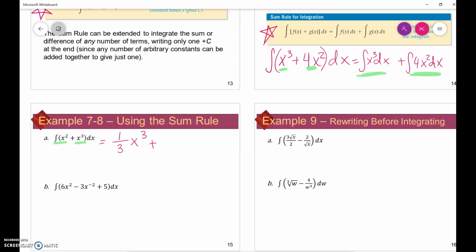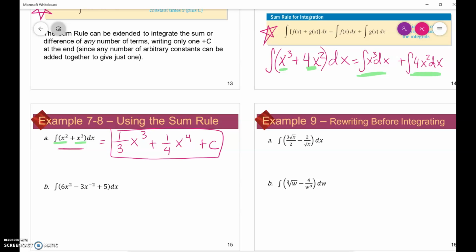Well, 3 plus 1 is 4, so I have 1 over 4 x to the fourth. And then tack your plus c on to the very end. At this step, you would simplify any fractions that you can. Here we can't, so there's the answer. So it doesn't matter how many things are added or subtracted inside your integral, take it one step at a time.